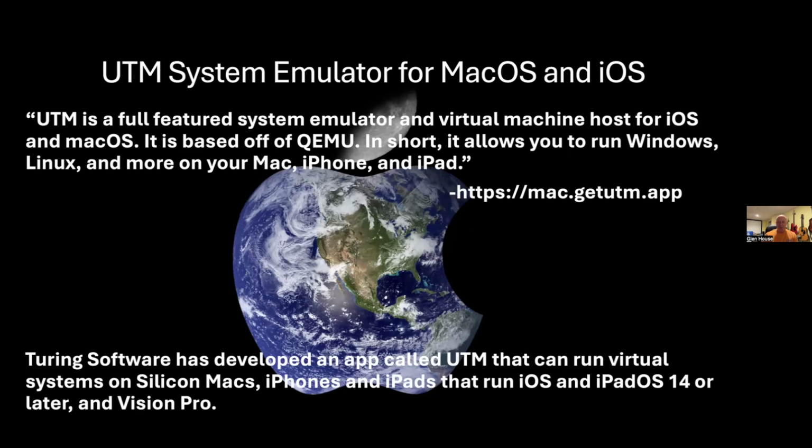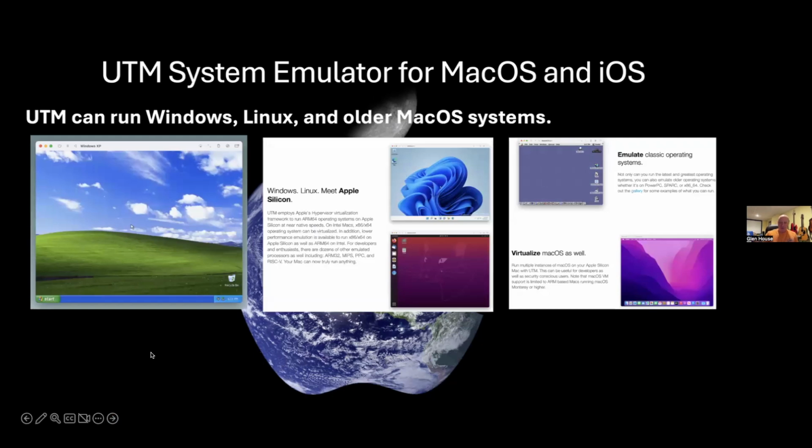So this company, Turing Software, has developed an app called UTM. And like they say, you can run a virtual system on your machine. It basically works on Silicon Macs, iPhones or iPads that run iOS 14 or later, and Vision Pro. So you can't do it with old Intel Macs or anything like that. And you can see here these are screenshots. That's a screenshot of Windows XP on a Mac that you can run with this software.